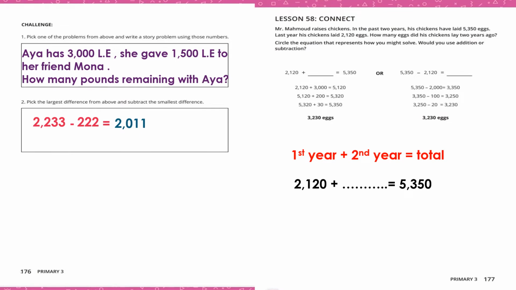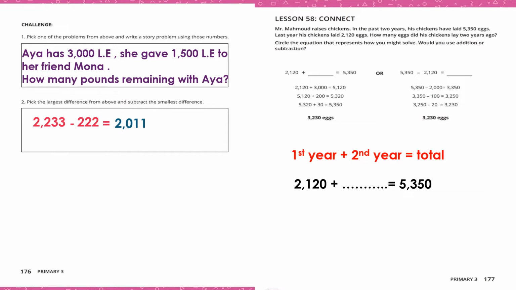On the next page, let's start lesson 58 with the connect part. Mr. Mahmoud raises chickens. In the past 2 years, his chickens have laid 5,350 eggs. Last year, his chickens laid 2,120 eggs. How many eggs did his chickens lay 2 years ago?